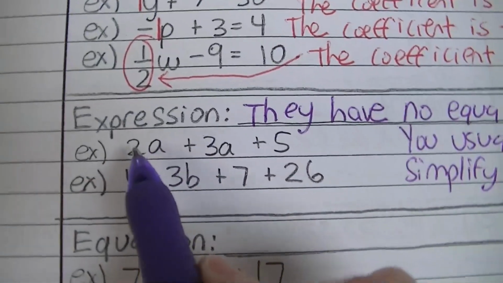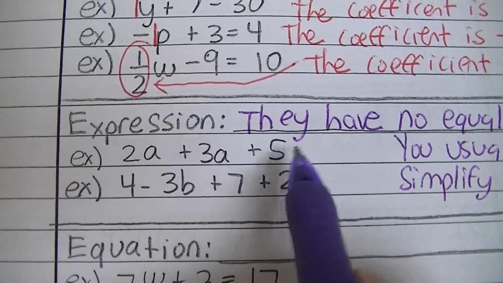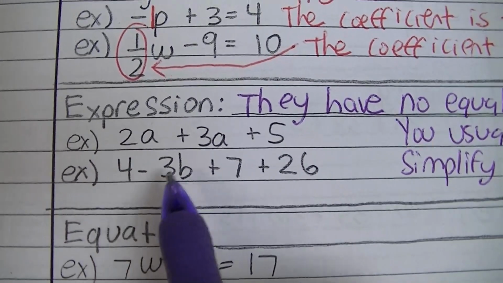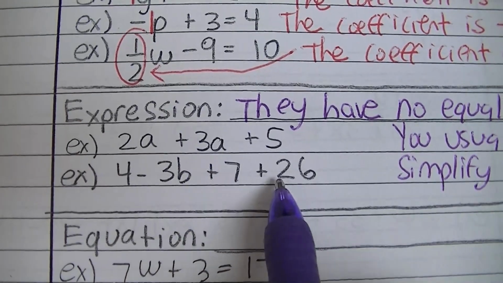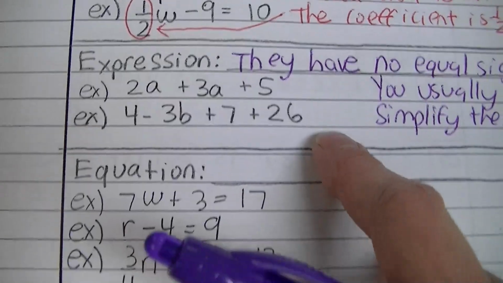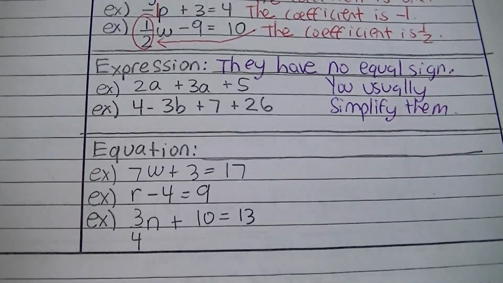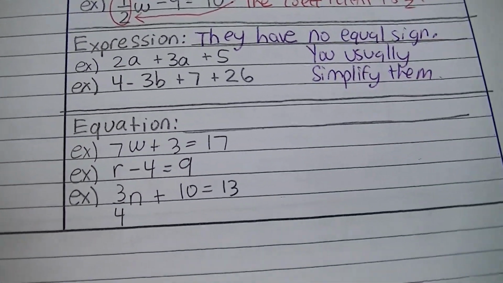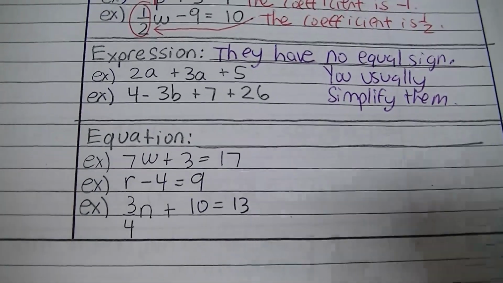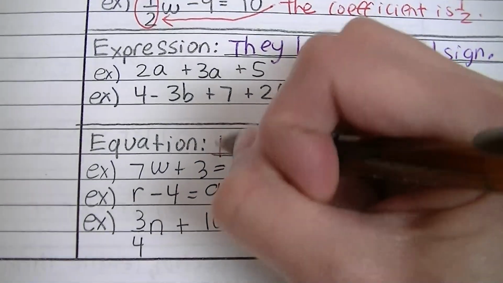See how this right here, 2a plus 3a plus 5, there's no equal sign, and that's just an expression. 4 minus 3 times b plus 7 plus 26, that's also an expression, there's no equal sign. Next up are equations. They have an equal sign.